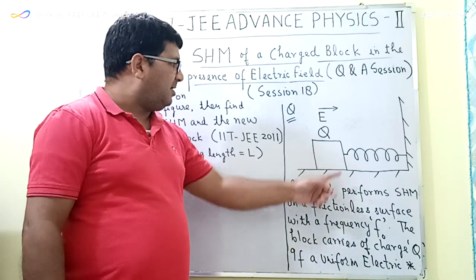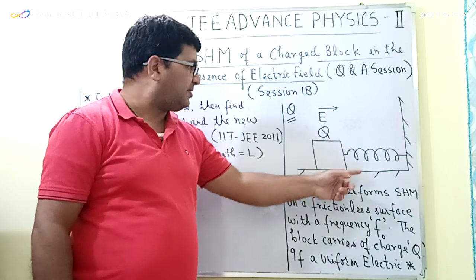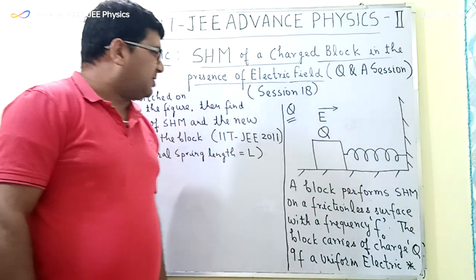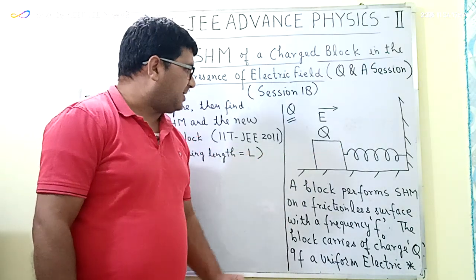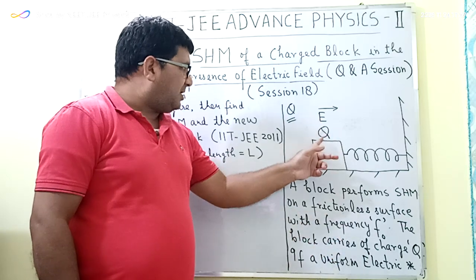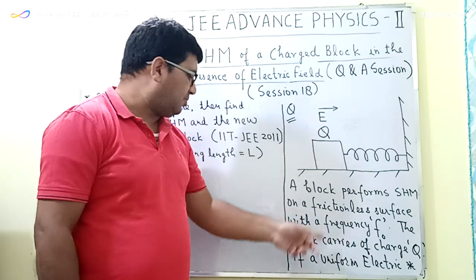So here the question is, a block performs a simple harmonic motion on a frictionless surface with a frequency of f naught as shown in this figure. This is a block resting on a frictionless surface. This is a rigid support to which this spring is attached, and one end of the spring is attached to this block. The block is carrying a positive charge Q.